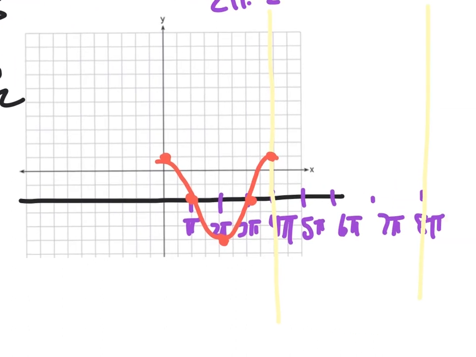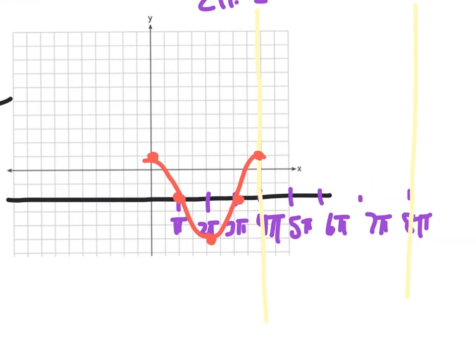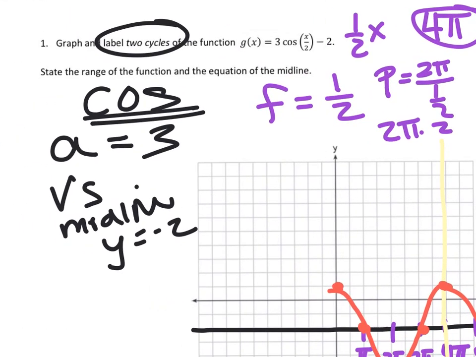And then because it said sketch 2, I'm going to repeat that cycle. So it's going to start at its max, end at its max, in the middle be at its min, and then hit in between there. So you can see we've graphed 2 cycles of this function. My midline was at -2, amplitude is 3, period is 4 pi.